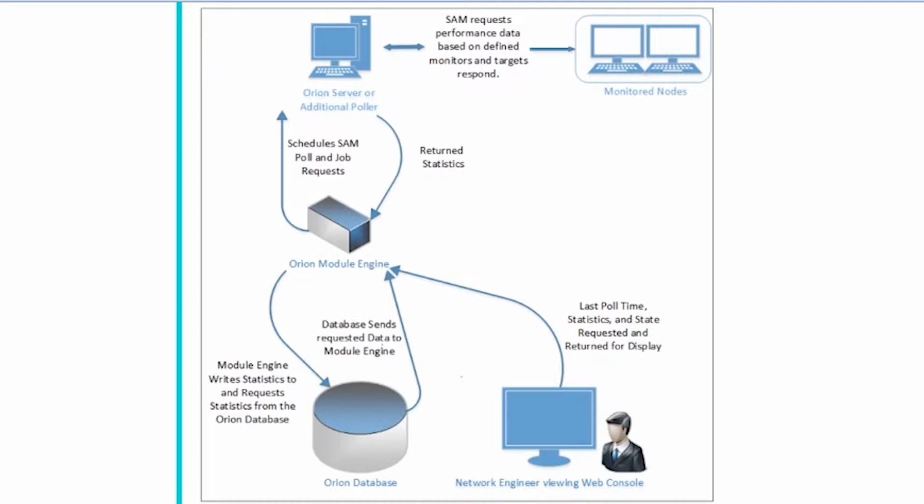The Orion server, where your primary polling engine or an additional polling engine will request performance data based on defined monitors and target responses on monitored nodes. The statistical data is returned by monitored applications, and the module engine writes statistics to and requests statistical data from the Orion database. The last poll time statistics and state requested are displayed on the web console.